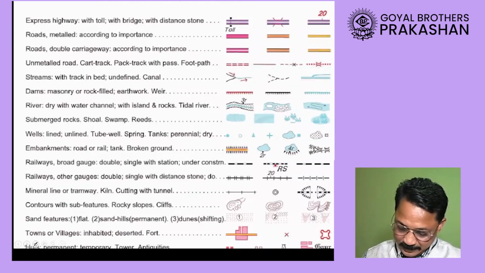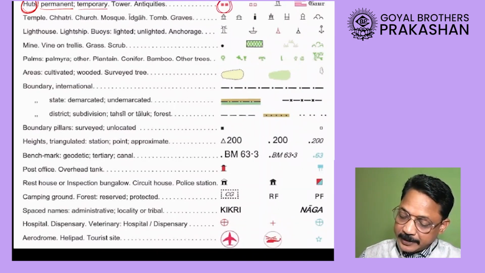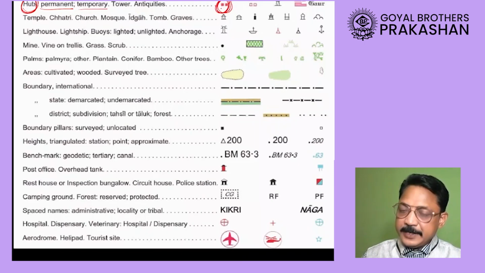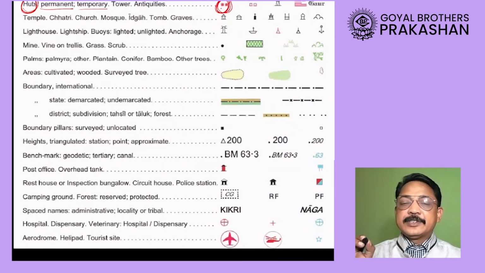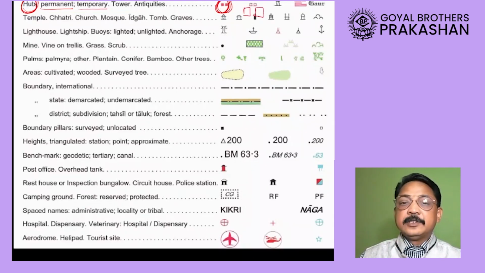Okay, let us look at a few more. Huts. What are the types of huts? Permanent hut, then temporary hut. When I look at the red color squares which are completely shaded inside, that stands for a permanent hut. The next one, I see the symbol which is just an outline square, it is the temporary hut.